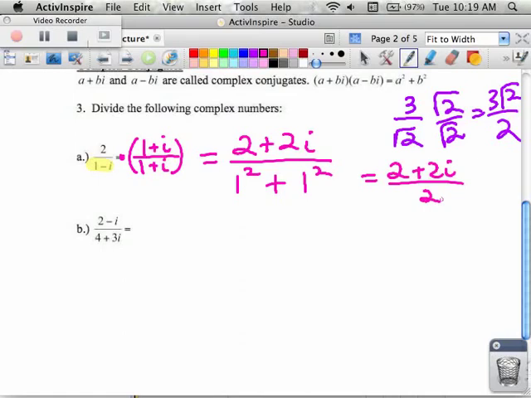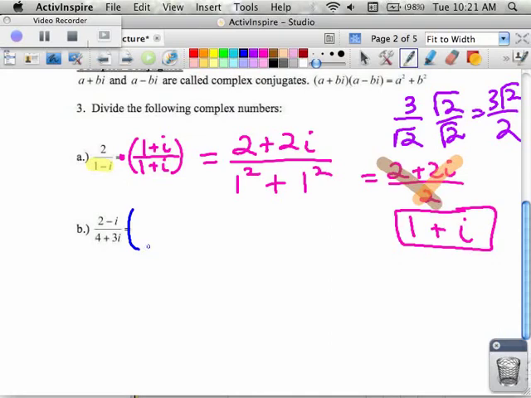Now this is not in the a plus bi format, by the way. If I want to put it in that format, I need to divide those two things and divide those two things, because it's separated by a plus on the top and there's only one thing on the bottom. And so really I get 2 over 2, which is 1, and 2i over 2, which is 1i, and then there's a plus sign in between, and this is my final answer, 1 plus i.